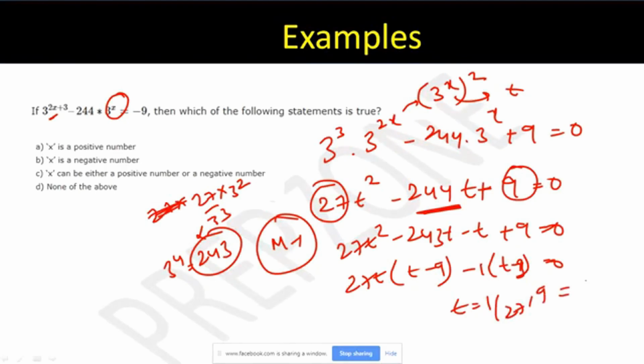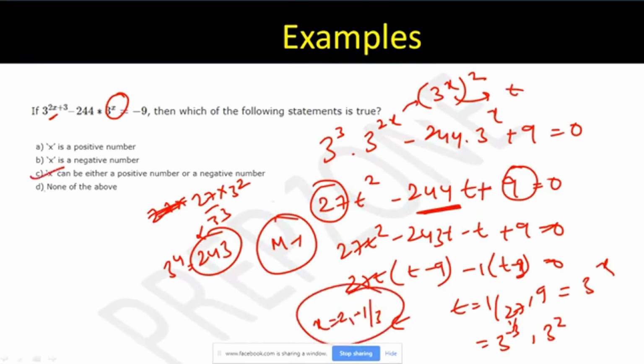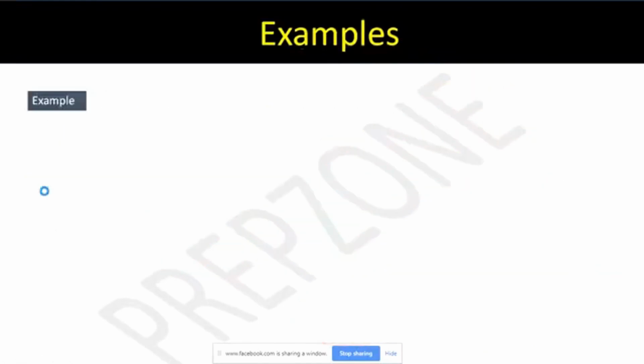Now this is t कितना था? 3 to the power x. So I just compared this. This is 3 to the power minus 3. This is minus 1 by 3 and 3 square. So x can be equals to 2 or minus 1 by 3. Hence it can either be positive or negative. So final answer again. Let's move on to the last question.